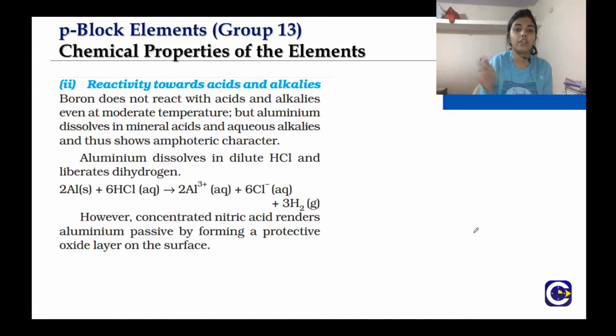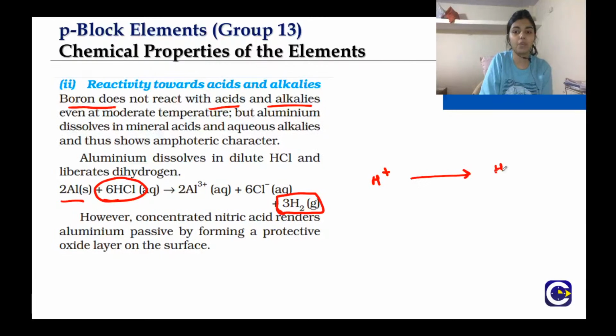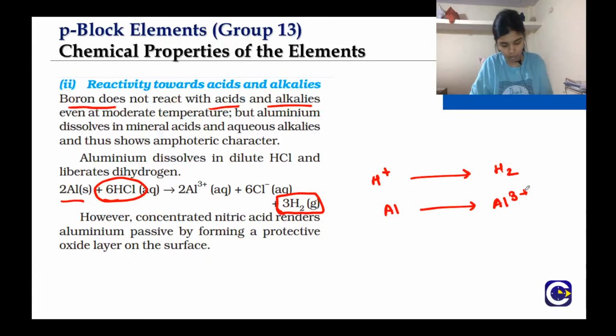Now, reactivity towards acids and alkalis. Boron does not react with acid and does not react with base also, even at moderate temperature. However, aluminium dissolves in dilute HCl to liberate hydrogen gas, right? That means it has the ability of converting H+ into hydrogen, and aluminium itself gets oxidized to aluminium 3+.